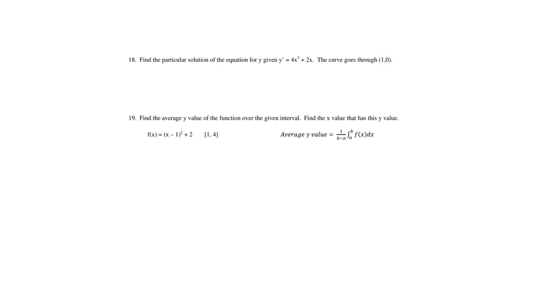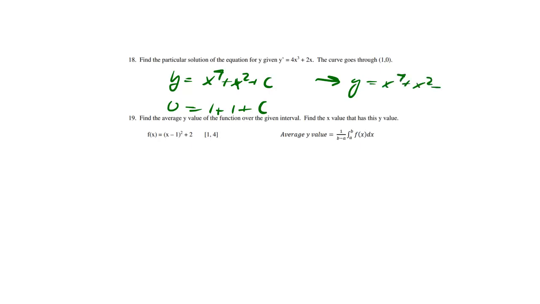All right, here we go. Particular solution of this equation. We did this one before. A general solution would be x to the 4th plus x squared plus a constant. But to find the constant, I know when x is 1, y has to be 0. So 0 equals 1 plus the c. That means this is solved when c is negative 2. So y equals x to the 4th plus x squared minus 2.